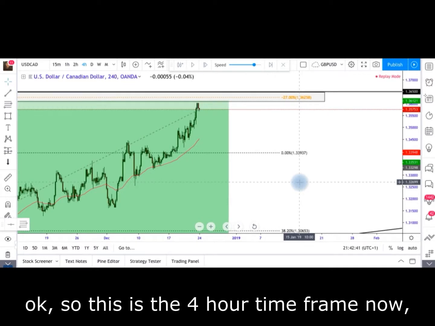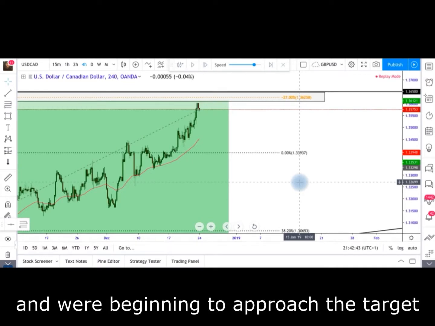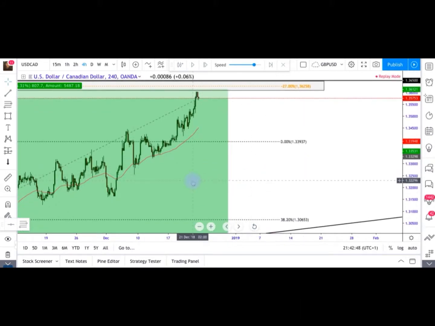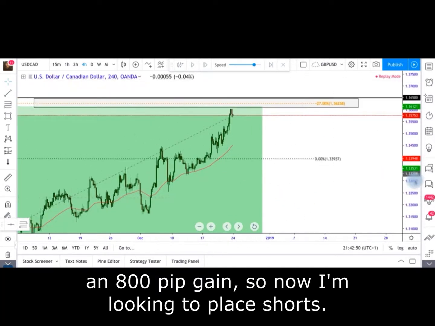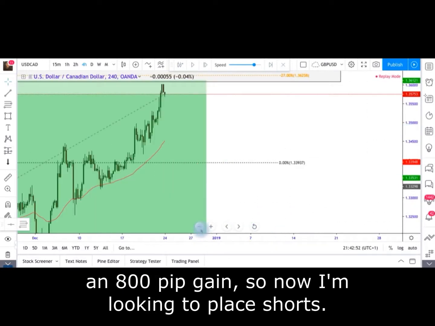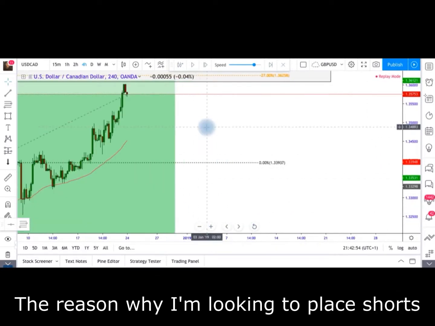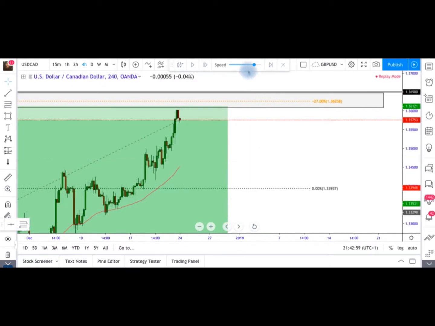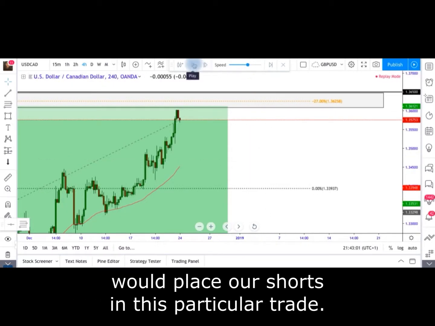Okay, so this is the 4-hour time frame now, and we're beginning to approach the target where we'll be closing our long position, an 800 pip gain. So now I'm looking to place shorts. The reason why I'm looking to place shorts is because I've hit minus 27% and the monthly level. So now we have to find out where we would place our shorts on this particular trade.